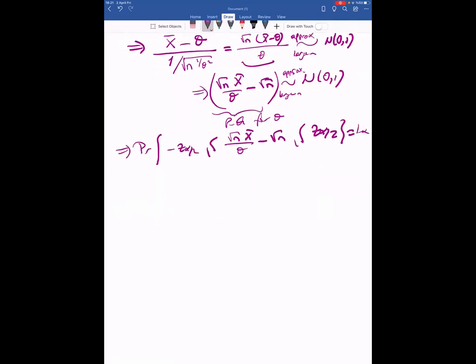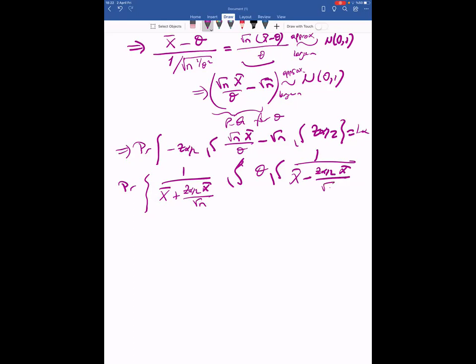Okay, let's see. I have calculated this one. I hope it's correct. Let me immediately write it, but if it's not correct, please let me know. X bar over 1 plus z alpha over 2 over square root of n, and X bar over 1 minus z alpha over 2 over square root of n.